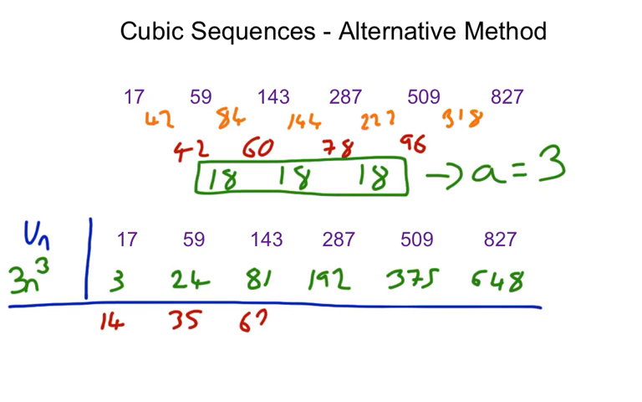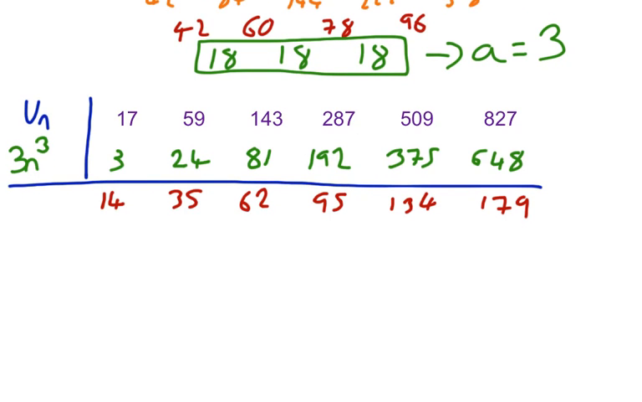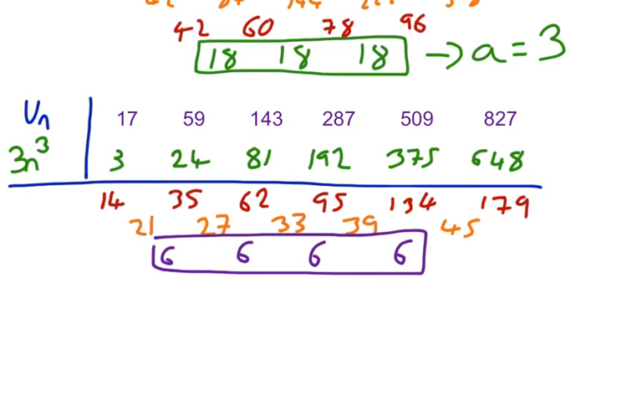Now we do the subtraction to remove the cubed part, and we get 14, 35, 62, 95, 134 and 179. So now we're dealing with this new sequence, and once again we look at the differences. We have 21, 27, 33, 39 and 45, and then the second differences are 6, 6, 6 and 6. So the second differences of this sequence are all 6. That means we have a quadratic.